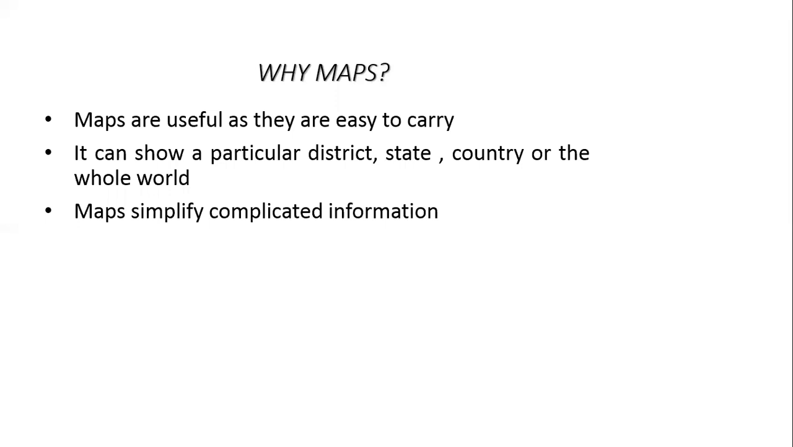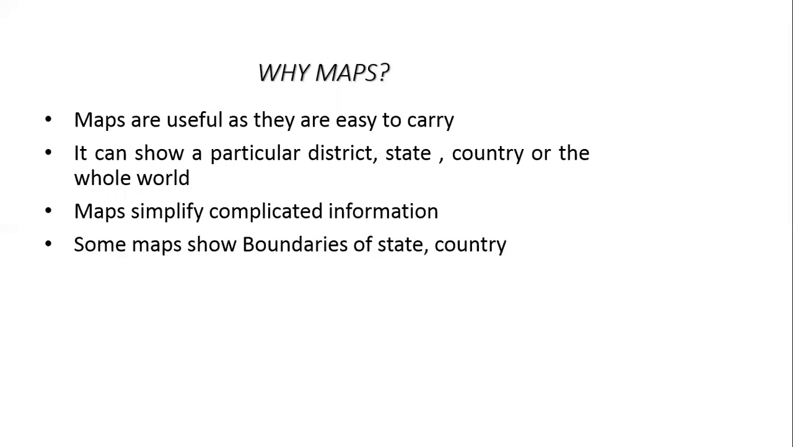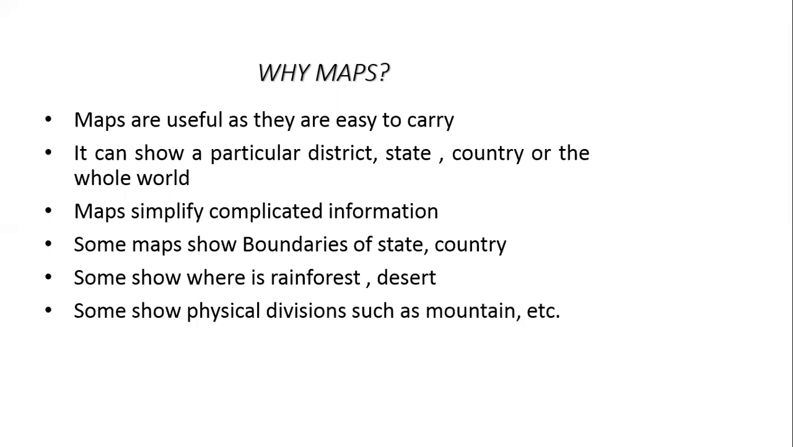Maps simplify complicated information. Some maps show boundaries of state and country, such as political maps. Some show where is rainforest or desert, such as thematic maps. Some show physical divisions, such as mountains, etc.